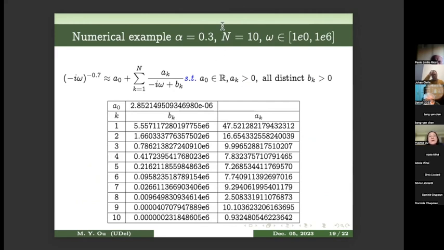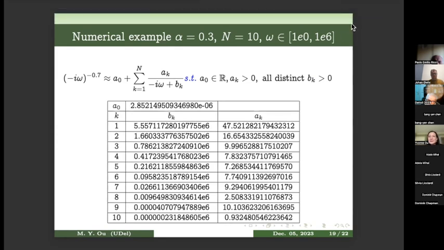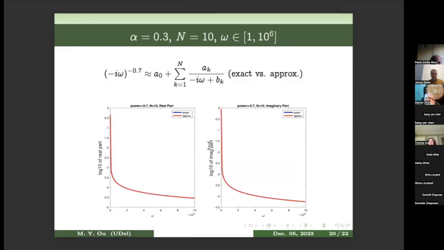And so how far do I interpolate? So this interpolation point is going from 1 to 10 to the, okay, let me see, where is it? I cannot see my screen here. Let me see. 6. So it's 6 orders of magnitude here. I use 10 points, and then this is what I get. And how is the approximation? It's here.